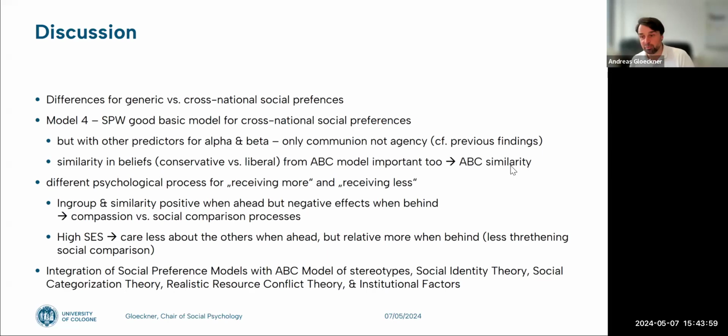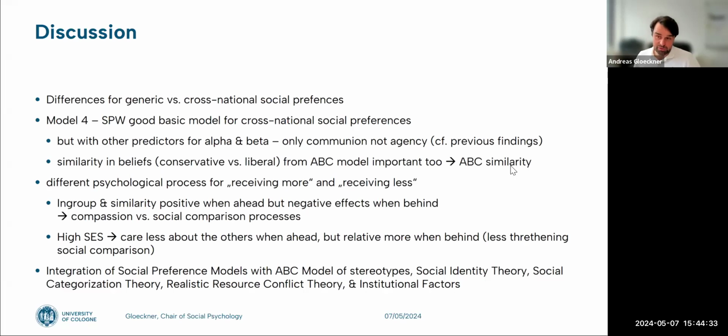And we have this socioeconomic status finding, which was not predicted, but in hindsight also makes sense. The high socioeconomic people care not so much about others when being ahead, but they're also not so competitive if they're behind. So they're less threatened by social comparison, but they also don't care so much about the others if they have more than the others, which perhaps aligns with several observations in the real world, where the highest status people are not always the ones cooperating the most.